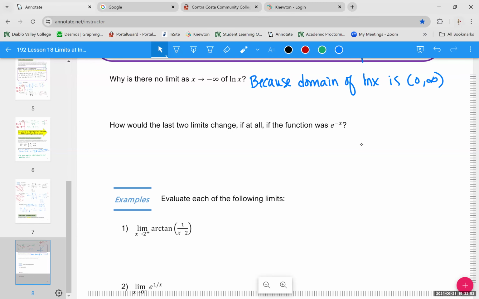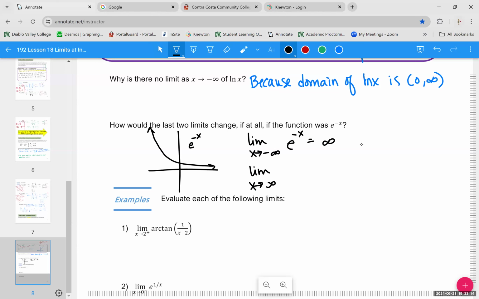And then just think about what if I switched e to the x to e to the negative x? Now that graph looks like this. So that would swap the limits, right? As x approaches negative infinity, now it's going to go to infinity. As x approaches infinity, now it's going to go to 0.